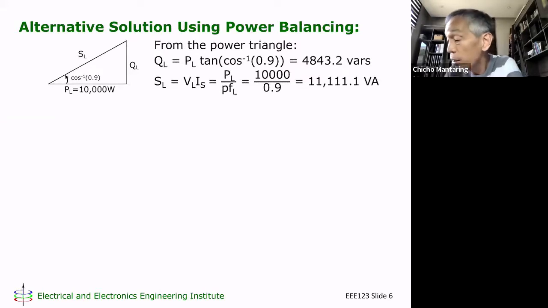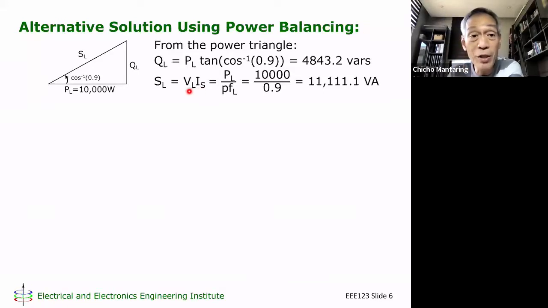Okay, alam ko na to, no? This we already figured out earlier from the power triangle. This is Q of L, and then this is S of L. Knowing S of L, I can immediately compute for the RMS value of the current I of S. Right? Because S is equal to V times I. S is equal to the RMS value of voltage multiplied by the RMS value of current.